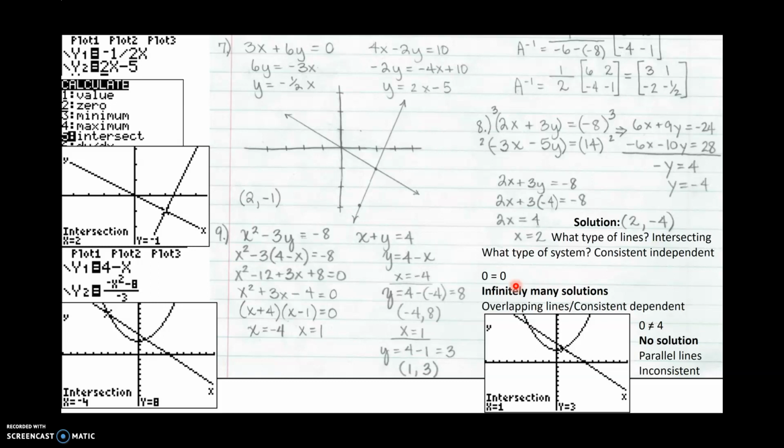Okay, so if you have infinitely many solutions, how many intersections is that? Infinitely many, right? So what has infinitely many intersections? Parallel, overlapping, or intersecting? Overlapping, yes. So those would be overlapping lines. And because they have a solution, they are consistent. And because they have lots of solutions that all depend on each other, it's consistent dependent.